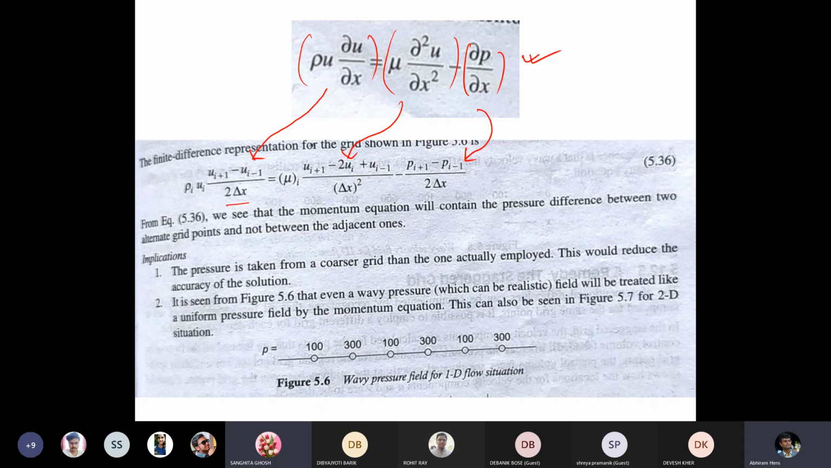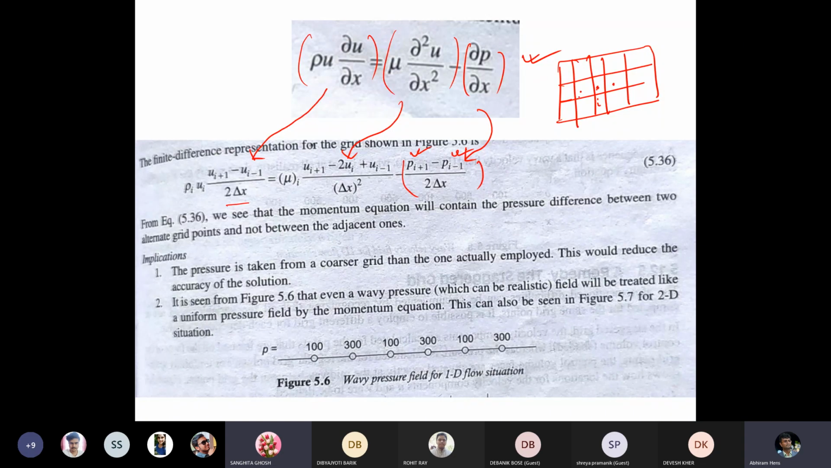Now what are the limitations of doing this? You see that when we discretize the pressure term, we are basically taking the values of p_{i+1} and p_{i-1}, and not considering any value of p_i. Although we are writing this equation for the ith cell, let me draw it again. If I consider one cell, let's say this is the ith cell, then I minus 1 will be this one, and I plus 1 will be this one.